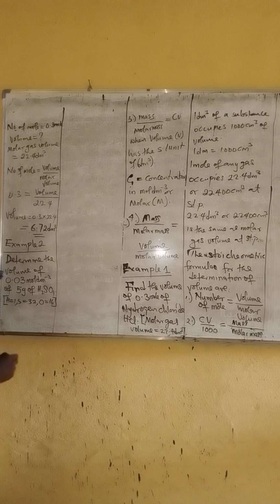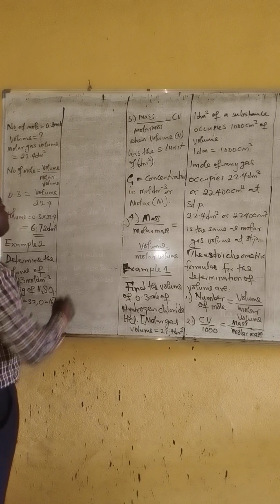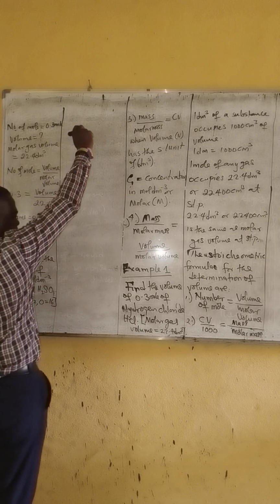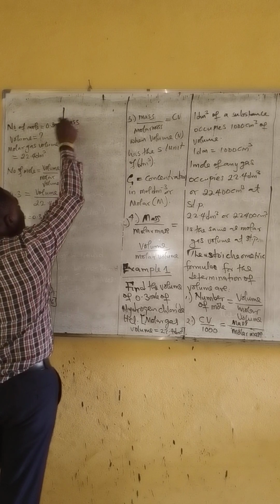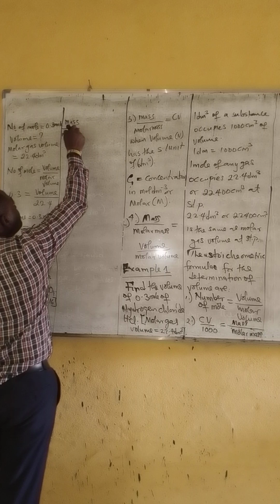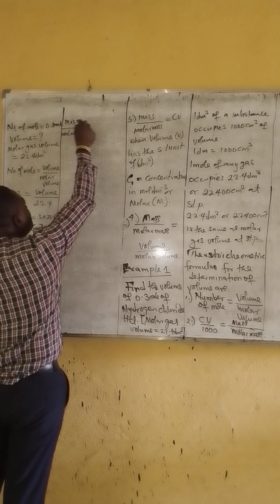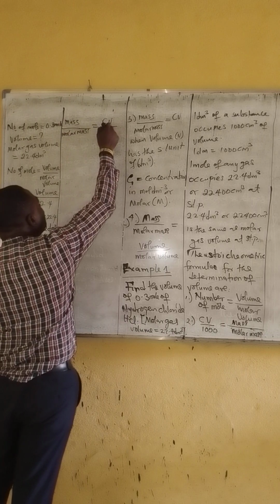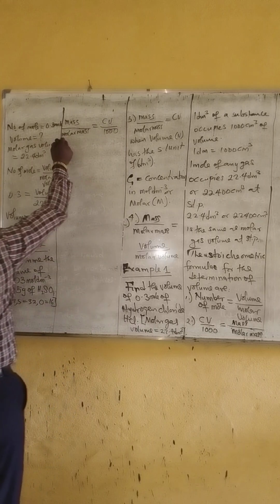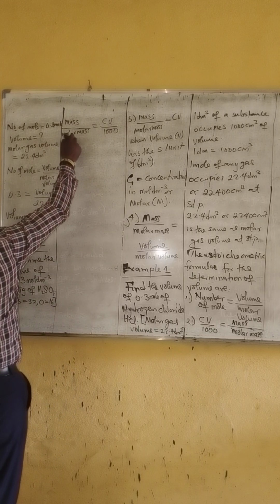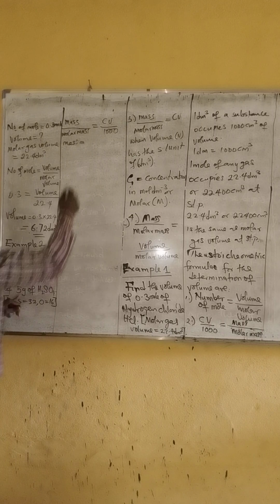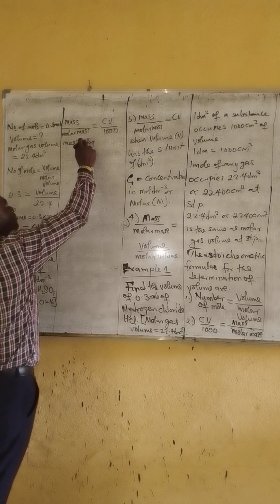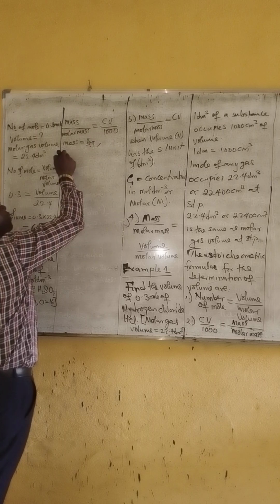So if that is the case, then our formula to use is what? Our formula to use now is mass over molar mass equals CV over 1000. What is our mass? Our mass is the number that has gram at its back. 5 gram. Then what's our molar mass?